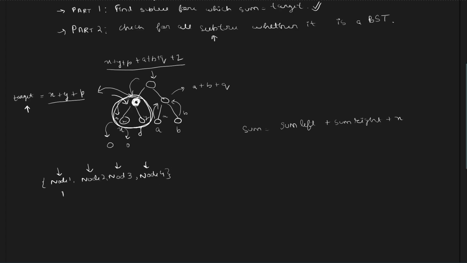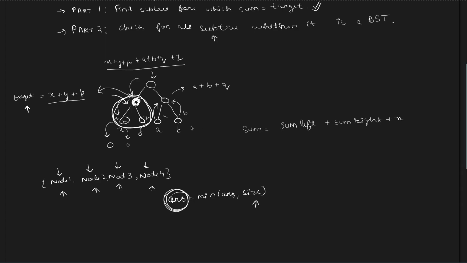Now I can just check them individually. I can just check all the nodes one by one and tell whether the particular node is a BST or not. If the current node is a BST, I can say my answer is equal to minimum of answer comma size. So size here would be the number of nodes present in the subtree of node 1, node 2, node 3, node 4 respectively, right? So this will be calculated for all the nodes, and at the end I can just return my answer.